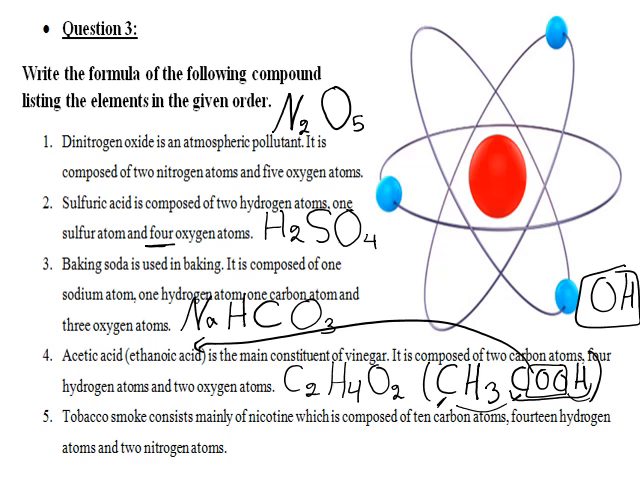Tobacco smoke consists mainly of nicotine, which is composed of 10 carbon atoms, so it's C10. 14 hydrogen, so C10H14. How many nitrogens? 2, so it's N2.